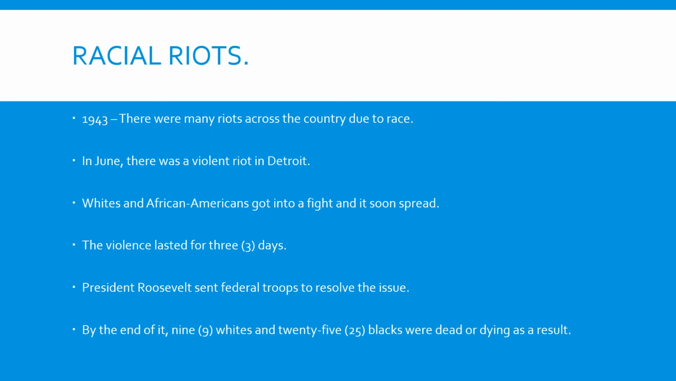Now, there were also going to be some racial riots. In 1943, there were many riots across the country due to race. In June, there was a violent riot in Detroit where whites and African Americans got into a fight, and it soon spread across the city. The violence lasted for 3 days, and President Roosevelt was actually forced to send federal troops to the area to resolve the issue. By the end of it, 9 whites and 25 blacks were dead or dying as a result of this race riot.